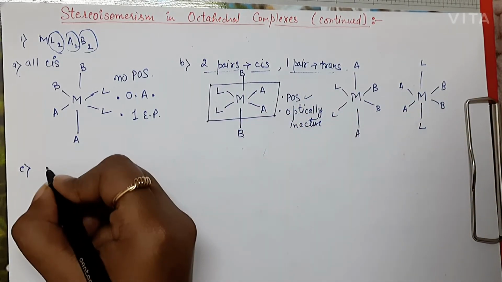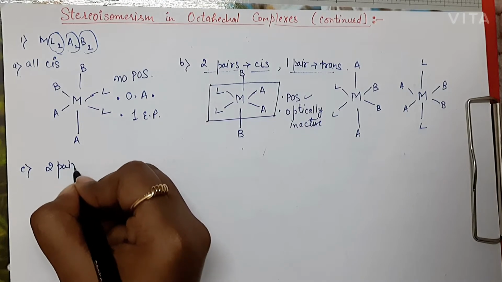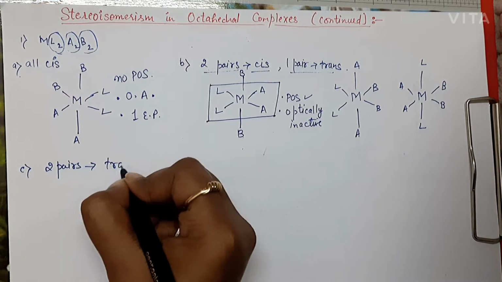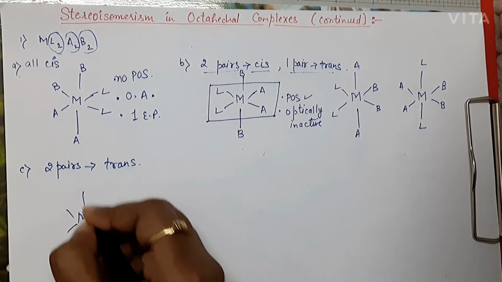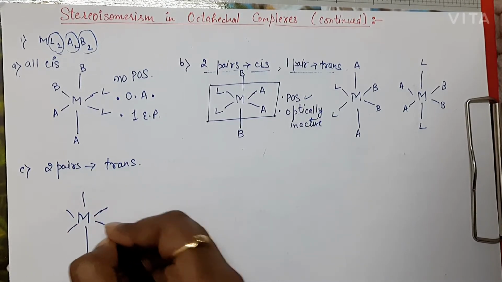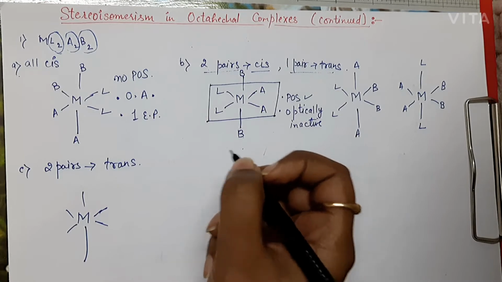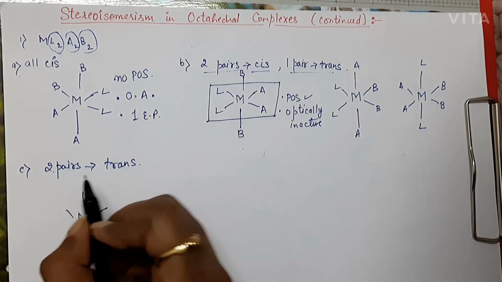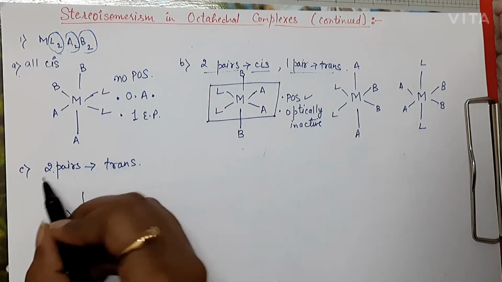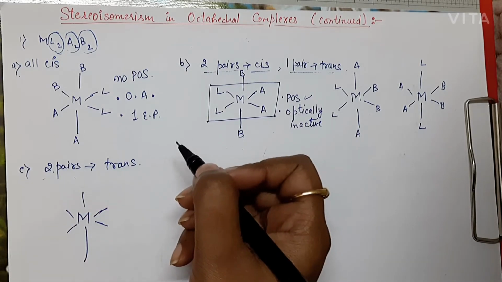Now I'm trying to give two pairs trans position. What you will observe is that when I give the two pairs trans position, the third pair itself is going to get the trans position. There is no case of two pairs having trans and one pair having cis position.